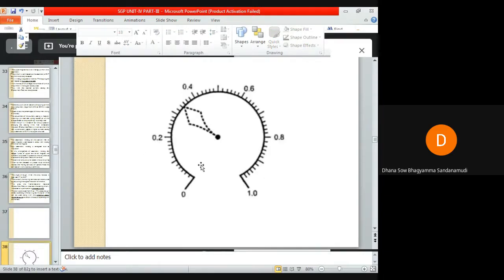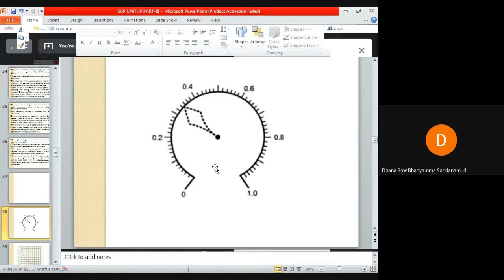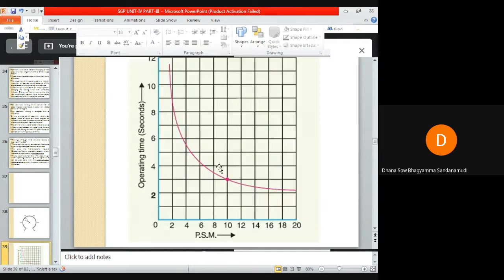The desired time setting can be indicated by a pointer on a time setting dial. This dial is calibrated from 0 to 1. This does not give the direct operating time, but it gives a multiplier which can be used along with the plug setting multiplier curve to obtain the actual operating time of the relay. So with the help of this time setting dial and the plug setting multiplier setting.